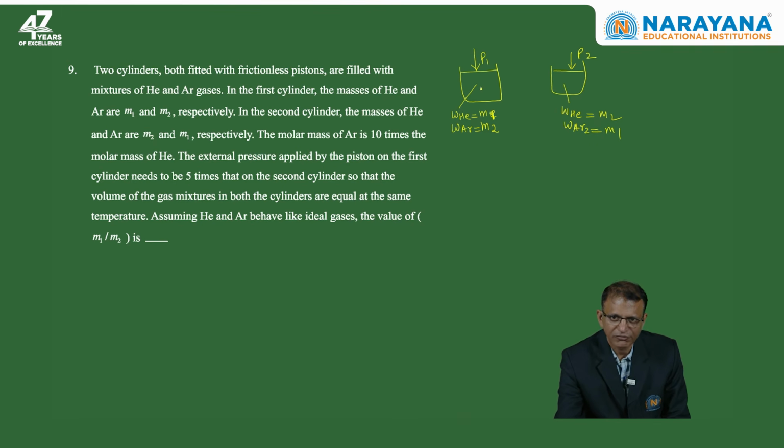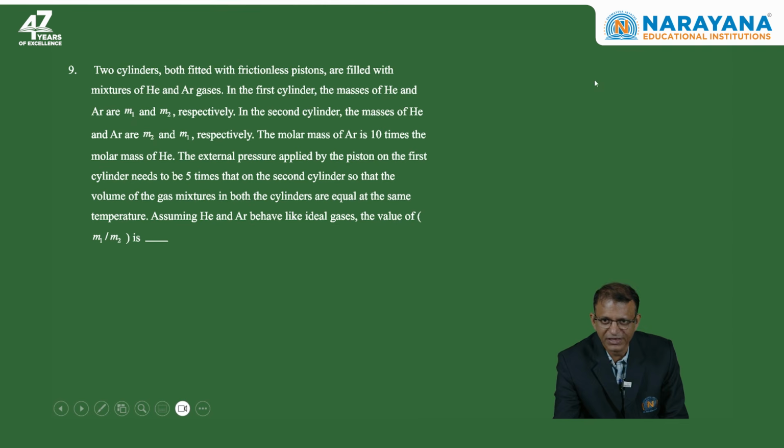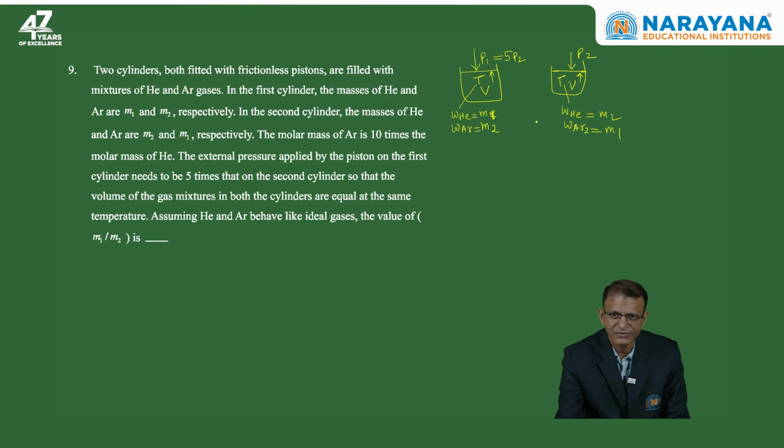And it is mentioned that the volume of this container and this container is the same, and the temperature of this container and this container is the same. But they have mentioned that the external pressure applied by the piston on the first cylinder needs to be 5 times. Obviously the pressure applied on the piston is balanced by the gas, so P1 is equal to the pressure of this gas mixture, and they are saying that P1 is 5 times P2. It means the pressure in this gaseous mixture and this gaseous mixture is different, and the pressure of the first gaseous mixture is 5 times greater than the pressure of the second gaseous mixture.